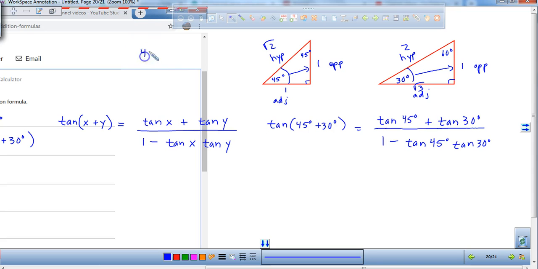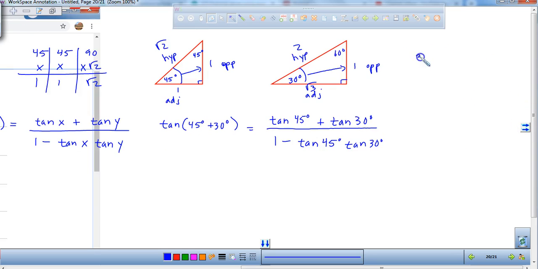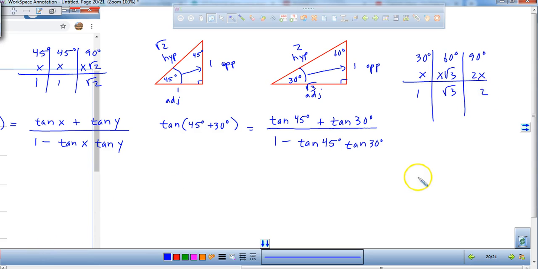Okay? So 45, 45, 90: x, x, x radical 2. So that's why I did the 1 and the radical 2. And right over here, the 30, 60, 90, where I did x, x radical 3, 2x. You've seen this many, many times. 1, radical 3, and 2.